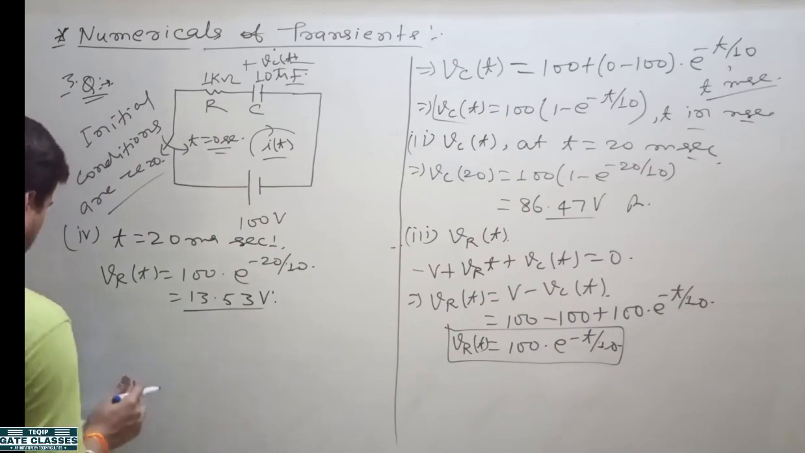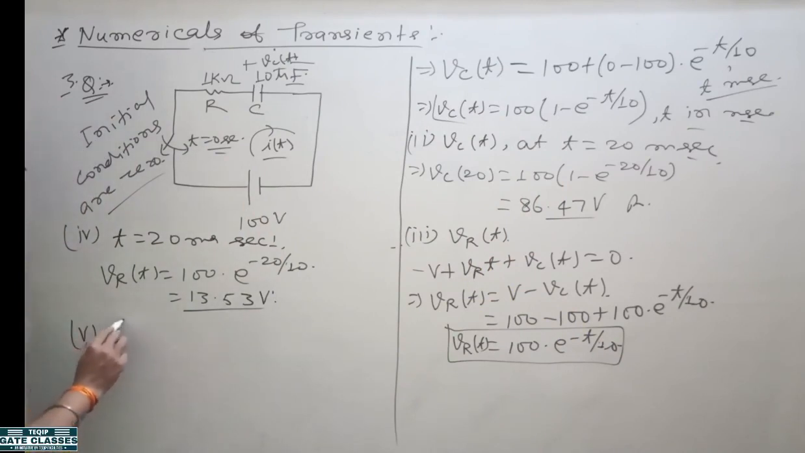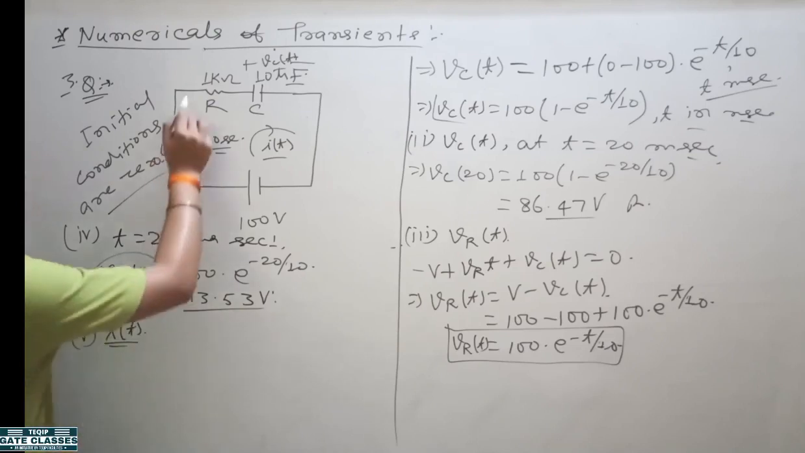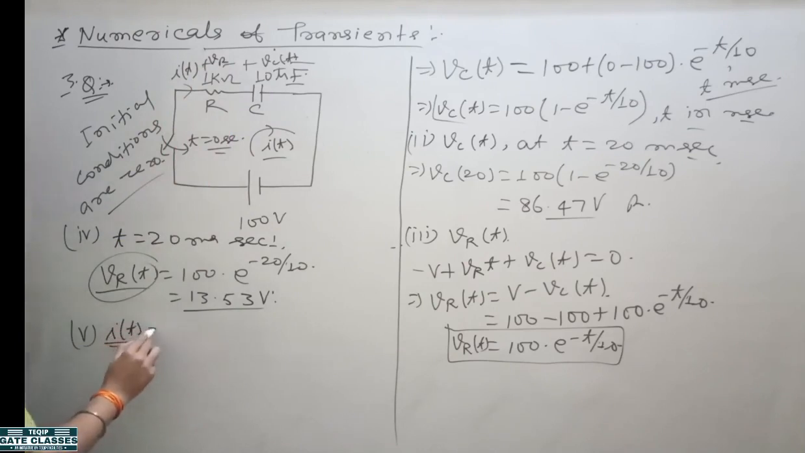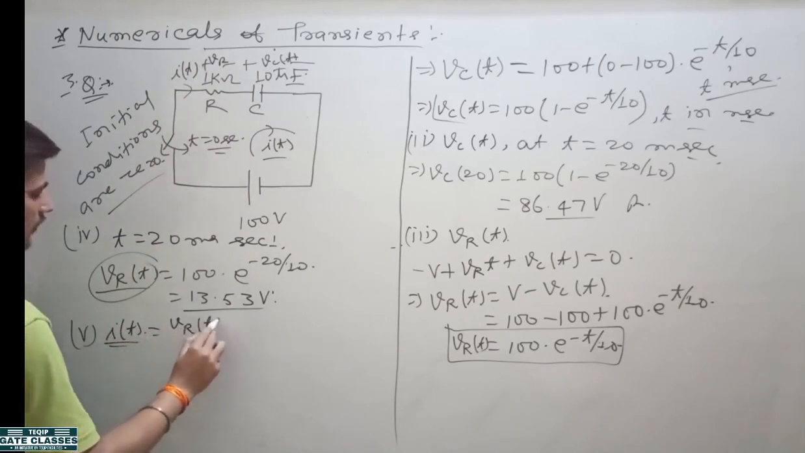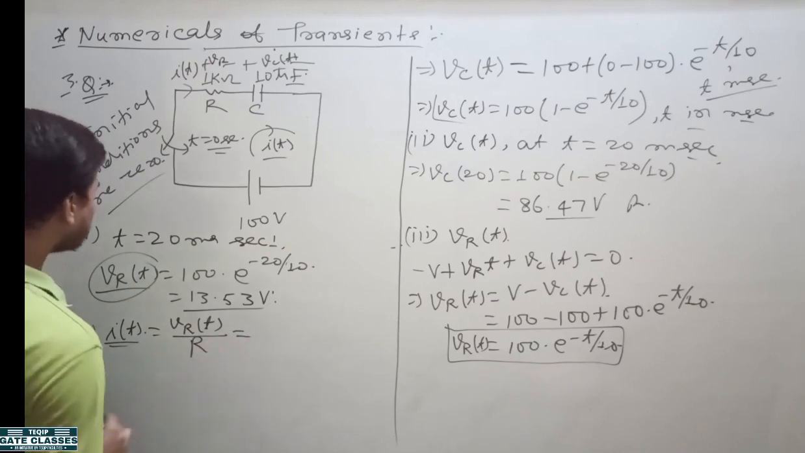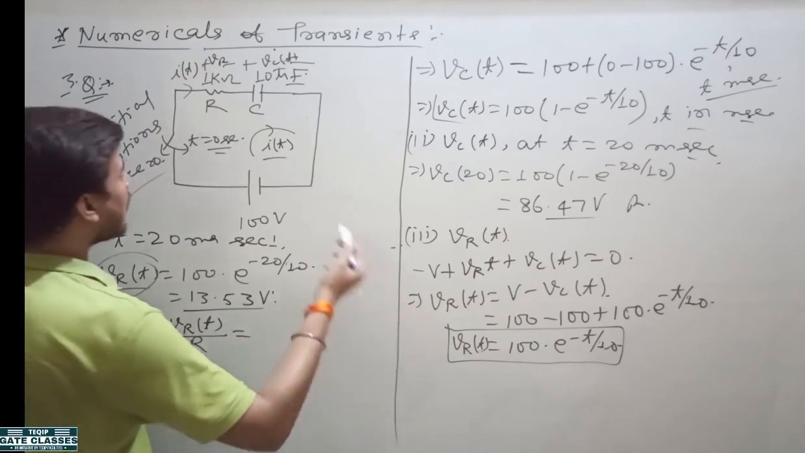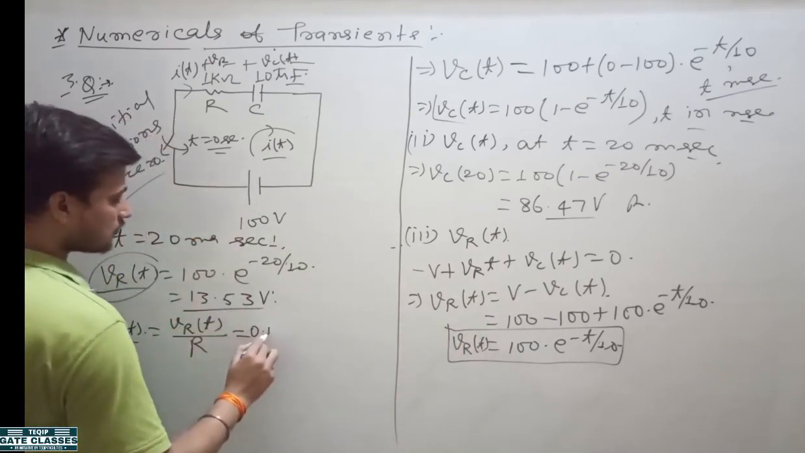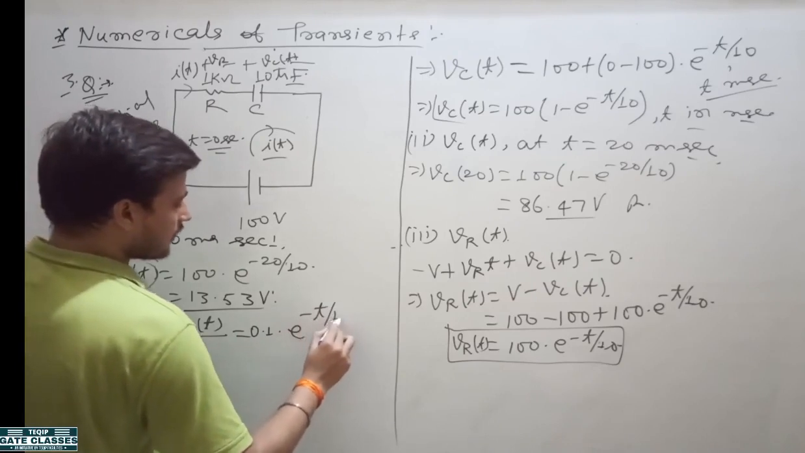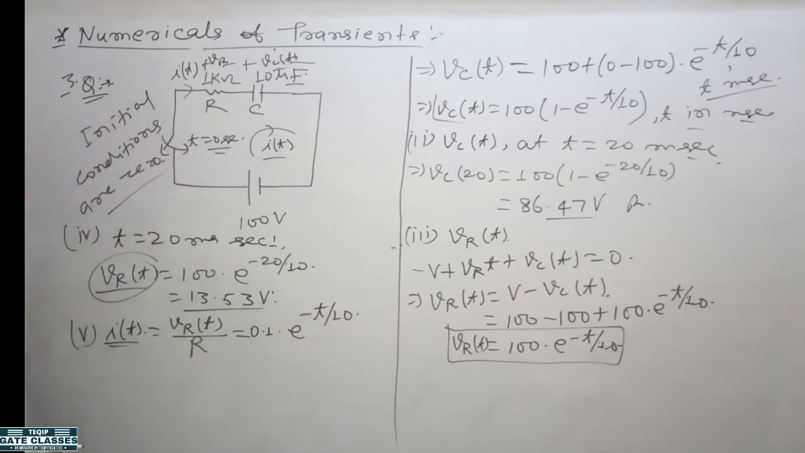Fifth question is to write the expression for current i(t). You know the expression for the voltage across the resistor, so you can write i(t) equal to VR(t) divided by R. R is 1 kilo ohm, so here it will be 100 divided by 1000. That means 0.1 into e to the power minus t by 10 will be the expression for current i(t).